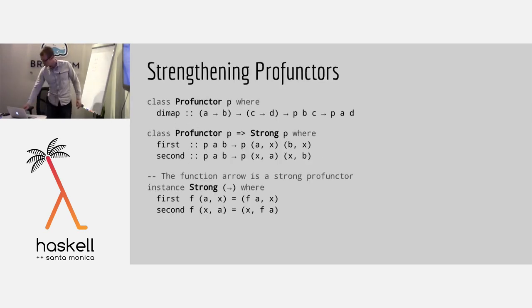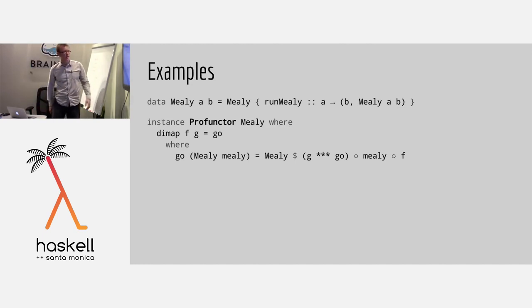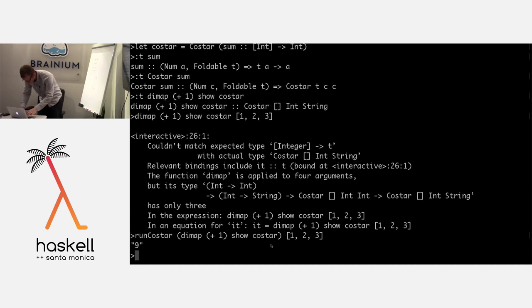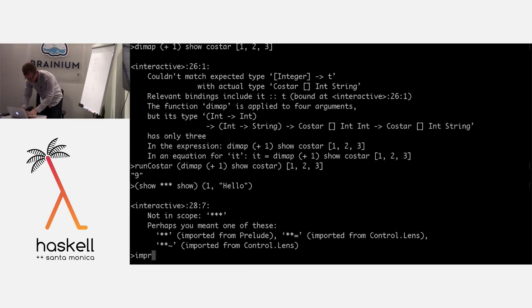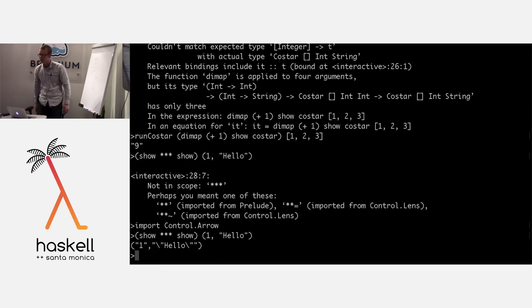Explain that star in there. Oh, this is out of base, right? This is out of control arrow. So if I have two functions, I can join them together with a triple star, and it applies them separately to the arguments of a tuple. And I need to import control arrow. Okay, so I apply the left-hand thing to the left-hand thing, the right-hand thing to the right-hand thing.